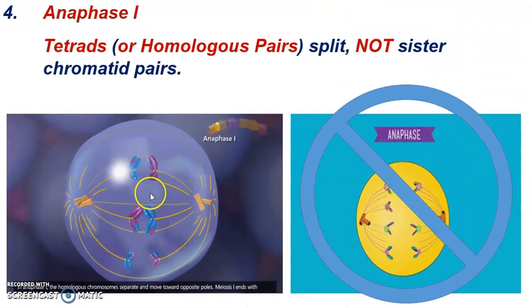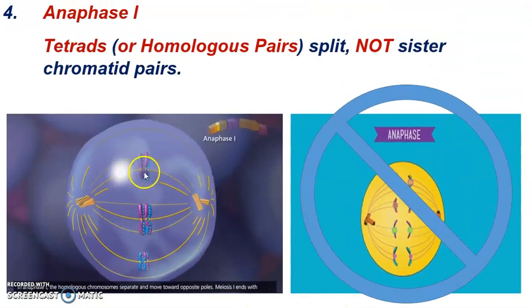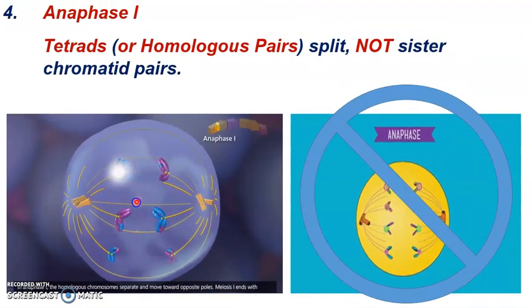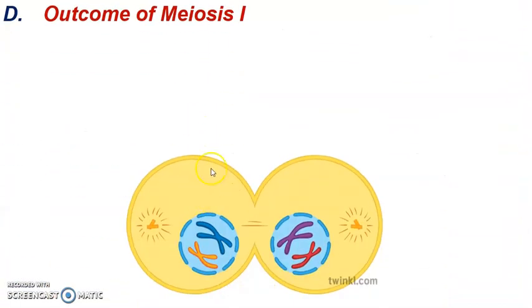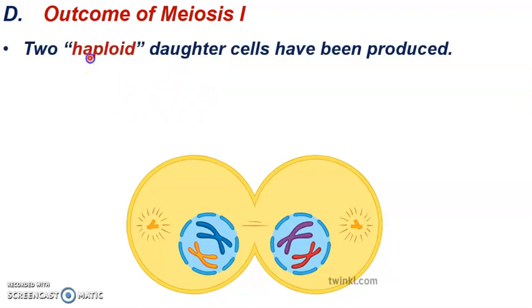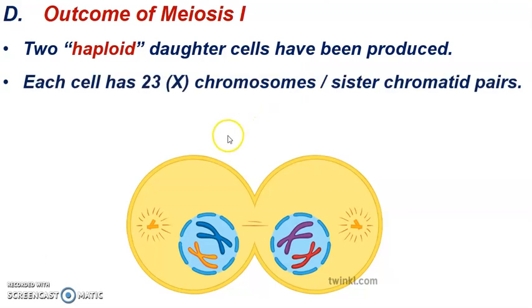If I go back again, just so you can see that one more time. So I'm sending 3 chromosomes to the right and 3 chromosomes to the left. And by the time that telophase 1 and cytokinesis are done, I will have produced 2 haploid daughter cells. If we think of it in terms of humans, that means I would have gone from 46 X's in the original cell to now 2 cells that have 23 X's, or chromosomes slash sister chromatid pairs.